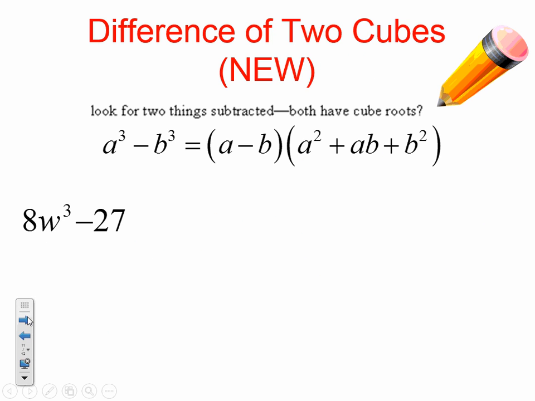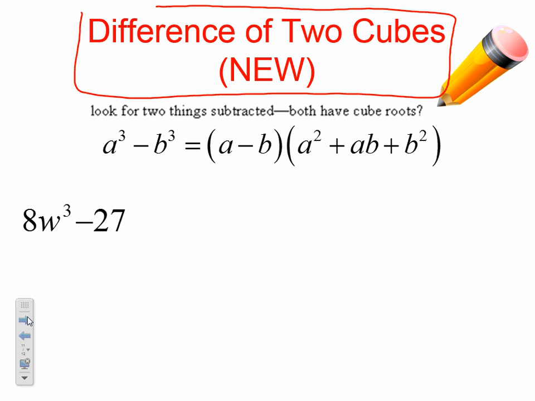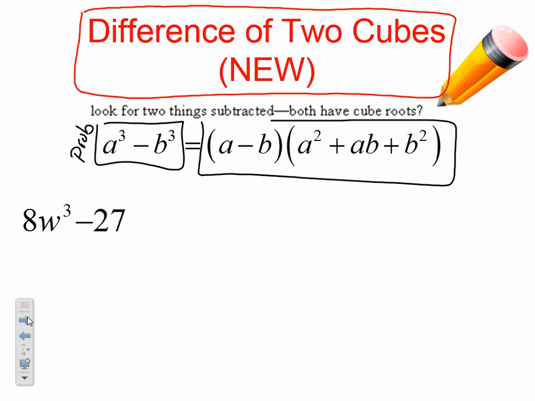Now the same sort of thing happens when you have a difference of two cubes. You're going to want to write this one down. Here's a new pattern. What if there's a subtract sign in between our little perfect cube guys? Well, again, this is what the problem looks like. And then this is how do I factor it? Okay, how do I factor it? So we're going to take a look at this 8w to the third minus 27.